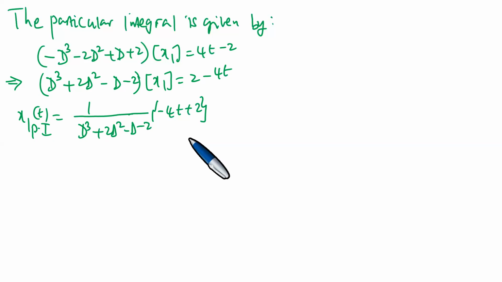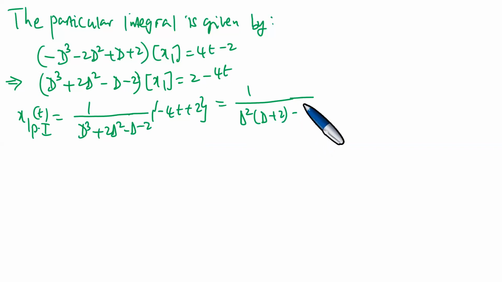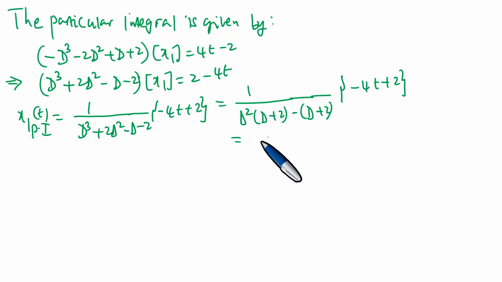At this point, this is easy to factorize, because you can see that you can pull out d squared to get d plus 2, factor out minus 1, and you have this here. And this here is the operator on minus 4t plus 2. In the denominator, you have d squared.